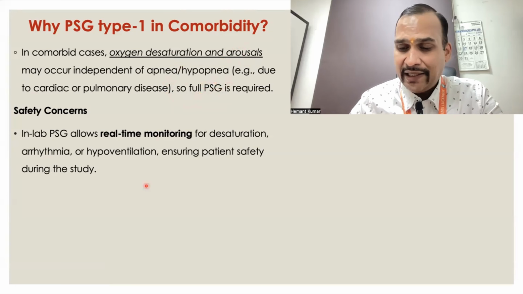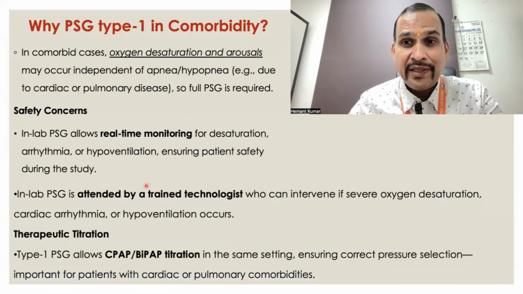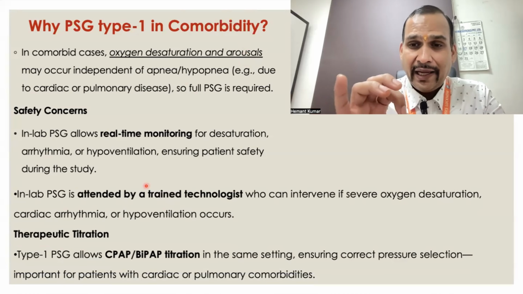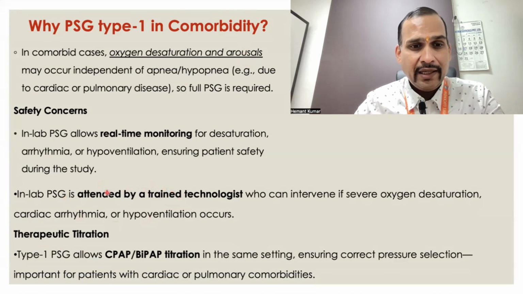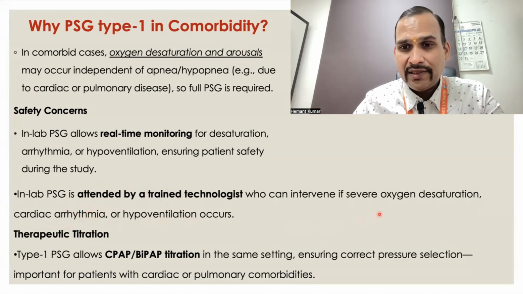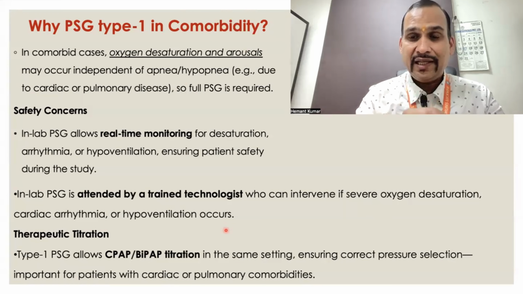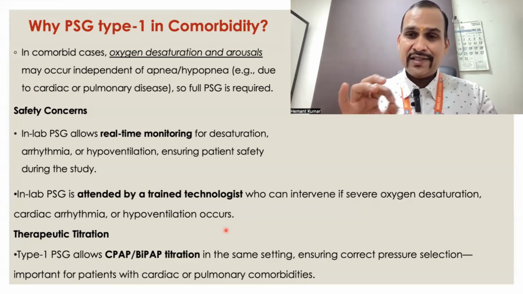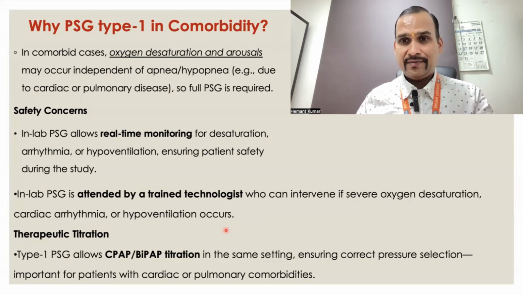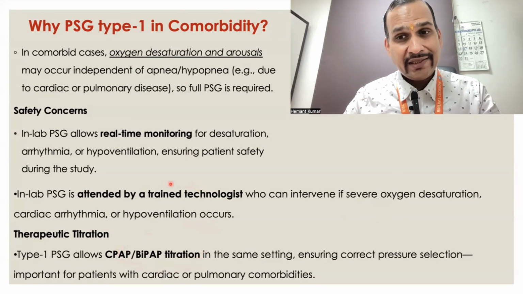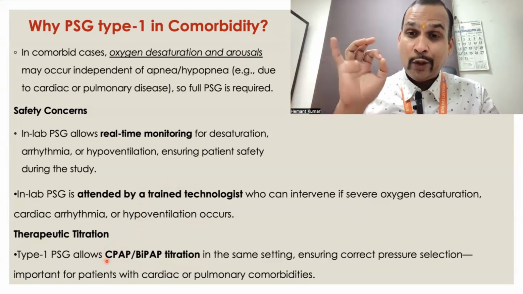Okay, and as I told you, the type 1 study is done by a trained technician. If anything happens to the patient, like arrhythmia or severe oxygen desaturation, then the technician can watch and intervene immediately, because this is observed sleep testing, the type 1 study. Another thing is that these patients are sick, they cannot come again and again. So we have to titrate adequately, accurately.